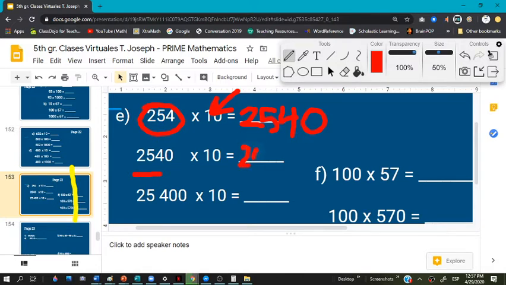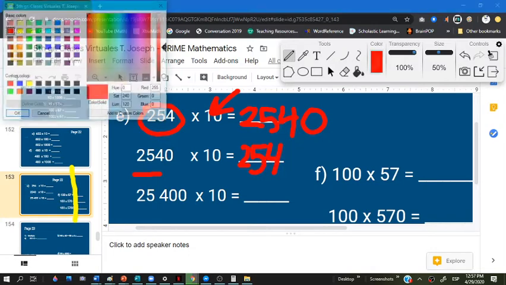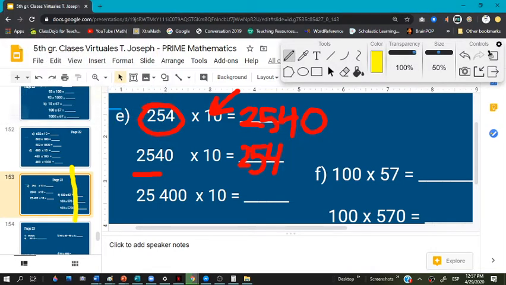Same thing with this: 254, and we add our zeros. 1, 2 zeros. So realistically, this would be 25,400. Let me write that correctly so you can see the placement of the numbers. I'm going to put it with the text tool so you guys can see it.